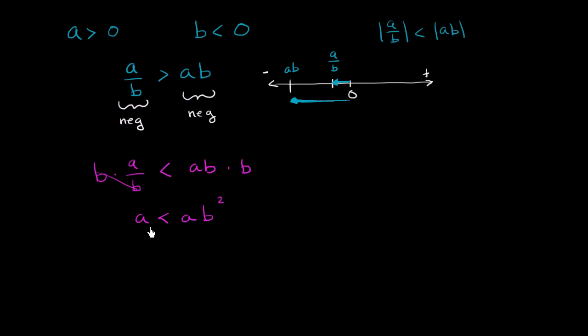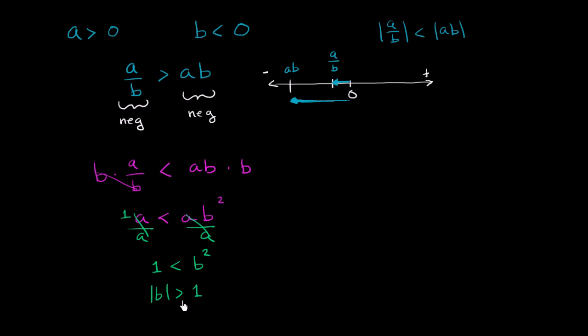Now if we want to simplify it, we can divide both sides by a. And since a is greater than 0, it does not change the inequality. So we divide both sides by a. This becomes 1, and this just becomes b squared. So we're left with 1 is less than b squared. Or another way we could think about this: if 1 is less than b squared, let's be careful here, that means that the absolute value of b is greater than 1.